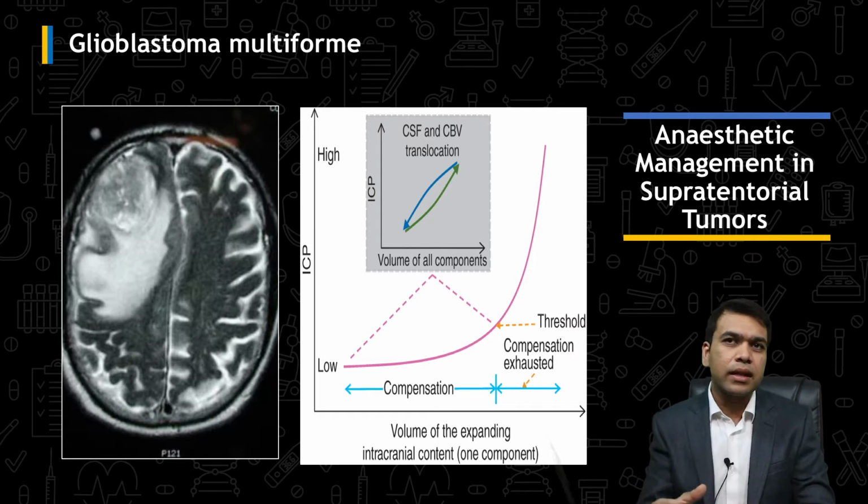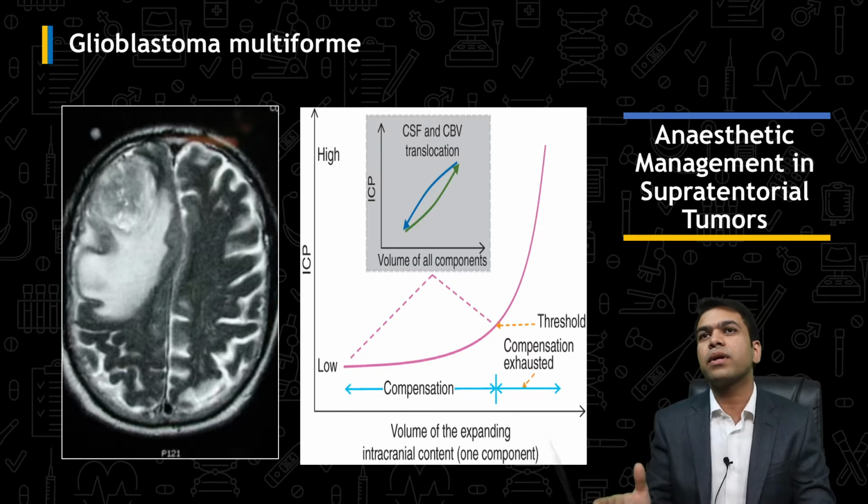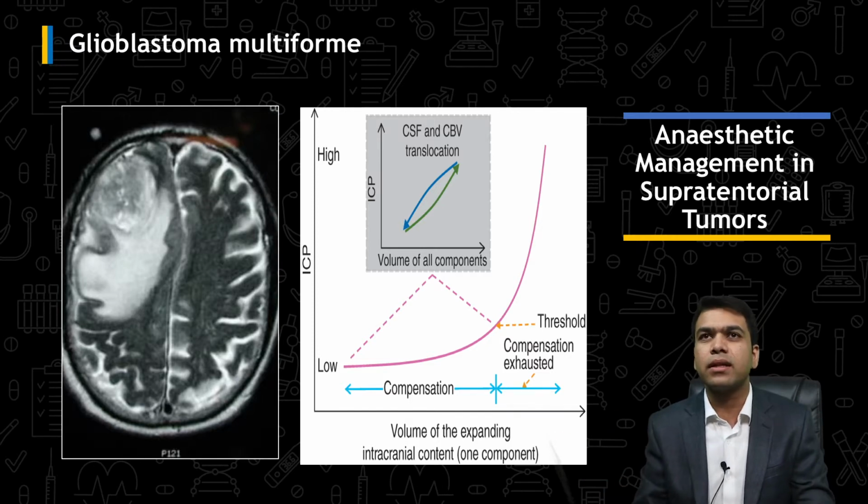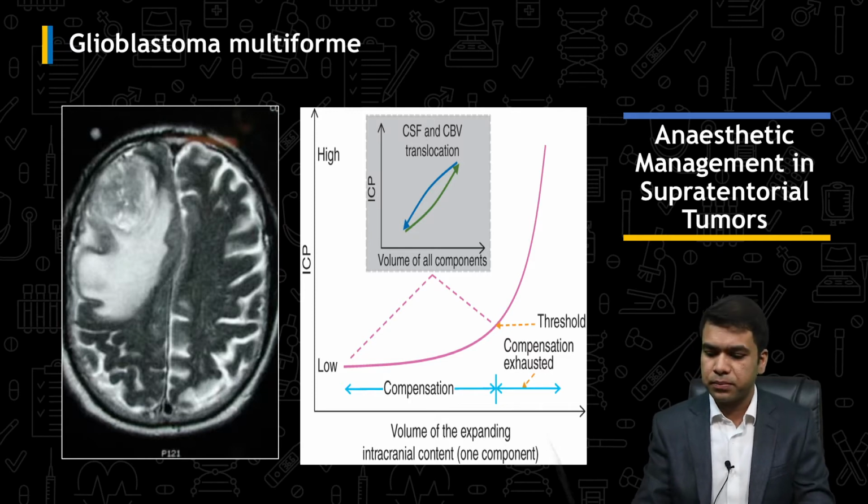So a slight increase in the intracranial volume, by increasing the cerebral blood flow, is going to cause a dramatic increase in the ICP. These kinds of patients are more prone to an intraoperative brain bulge situation.